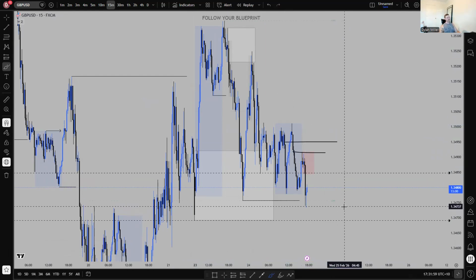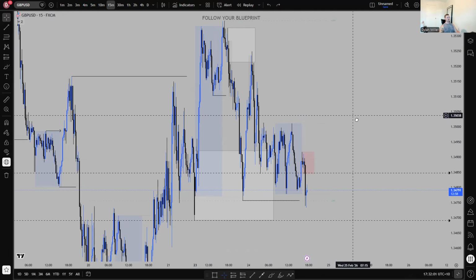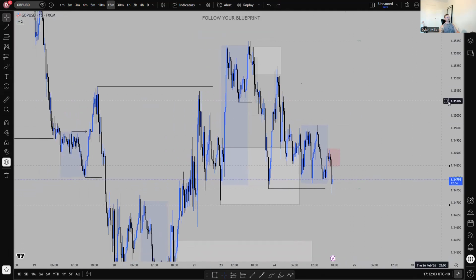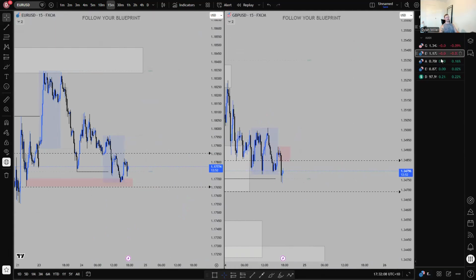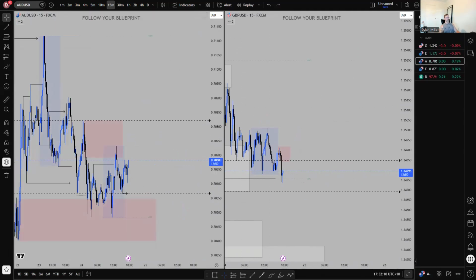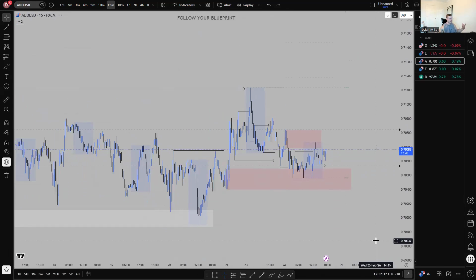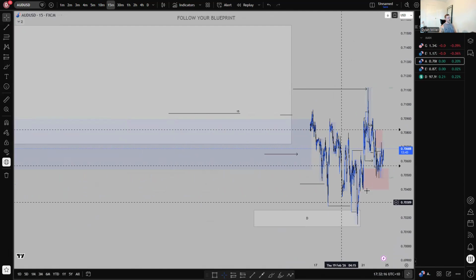It's at 50% of Asia, so this is a medium inducement. So I'm happy to sell off of the sweep of that as well. So again, same as EU, got a couple of different options. Moving across to AU. AU's in a really interesting spot, caught between potential smart money traps on both sides.